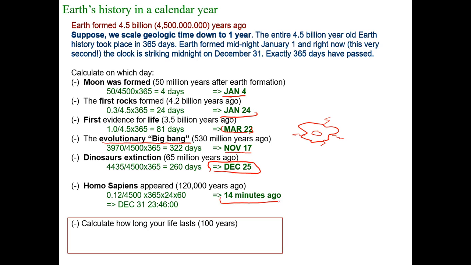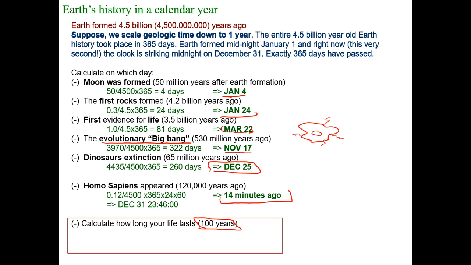Homo sapiens first appeared, our species of people, real people, and they've been on the scene for basically 14 minutes. Okay, a very, very short time compared to the length of days that would appear to us almost infinite lengths of time, right? Your life, if you were lucky to live to 100 years, which you probably won't, lasts seconds. It's just a few seconds. Human history sees a very small part of geologic time.